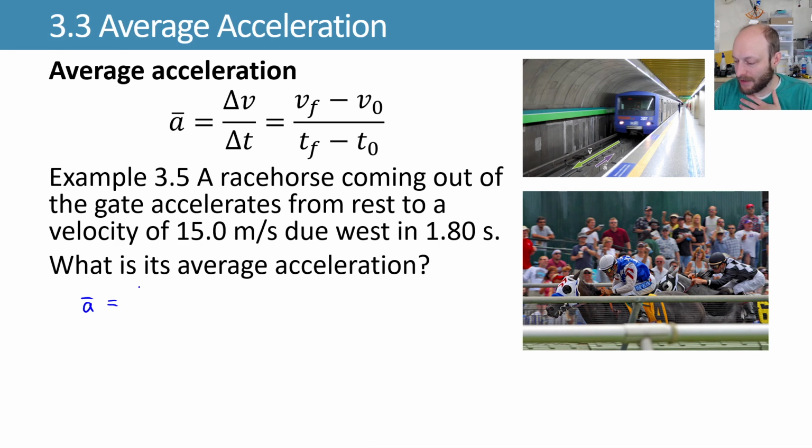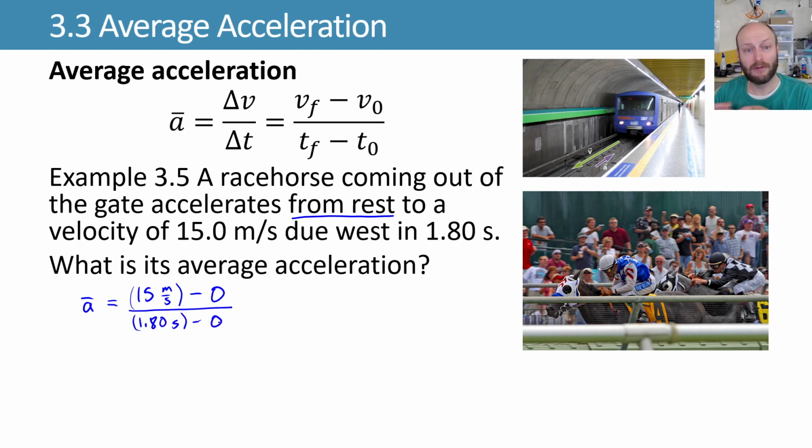My final velocity is 15 meters per second. And my initial velocity is from rest, means we start from a velocity of 0. This will be important. Anytime we're talking about starting from rest, that means my initial velocity is 0. And then that happens in a time interval of 1.8 seconds. So if we say our initial time is 0, my final time is 1.8 seconds. So 1.8 seconds is the time interval minus 0.